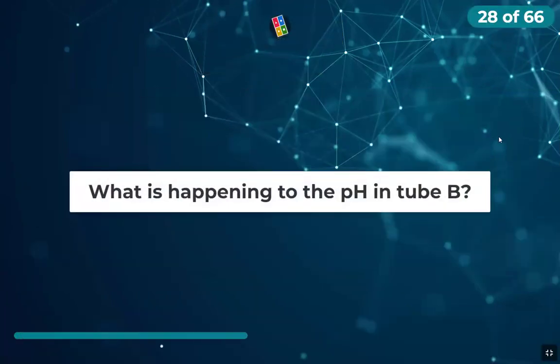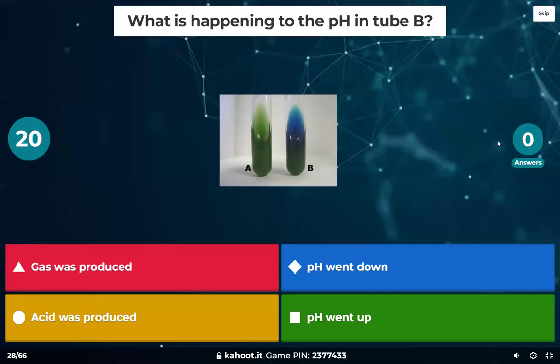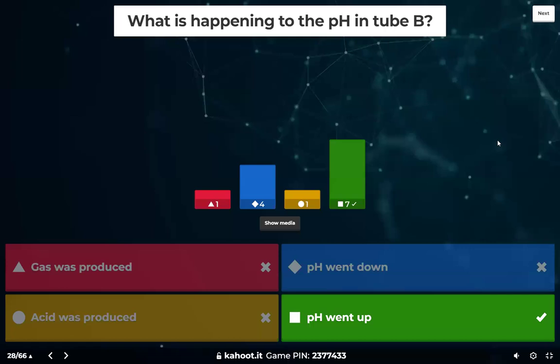All right, what is happening to the pH in tube B? We went over this just a second ago. Let's see if you can figure this one out. This is a matter of understanding the pH scale. Remember, pH goes from 0 to 14, 7 being neutral. 0 is the acid side, 14 is the base. That's just a refresher. If we're at alkaline or base, we go up from neutral.